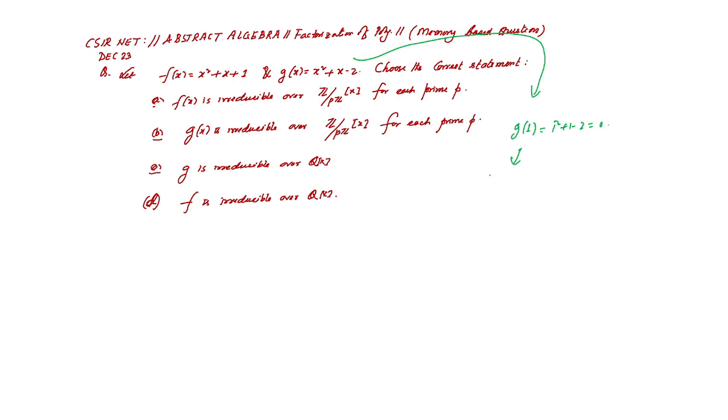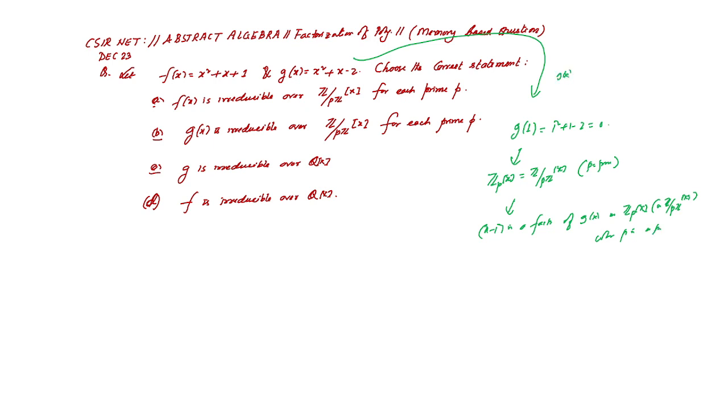So that means if we take any field like Z_p[x], or you can say Z/pZ[x], this is a field because p is a prime here. So for any prime we can say g(x) is reducible, because x − 1 is a factor of g(x) in Z_p[x], or Z/pZ[x], where p is a prime.